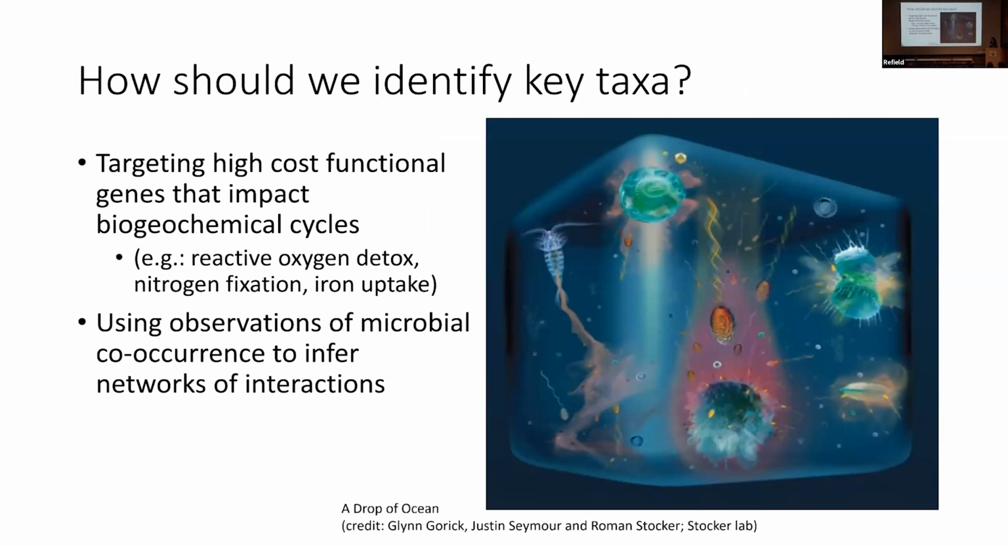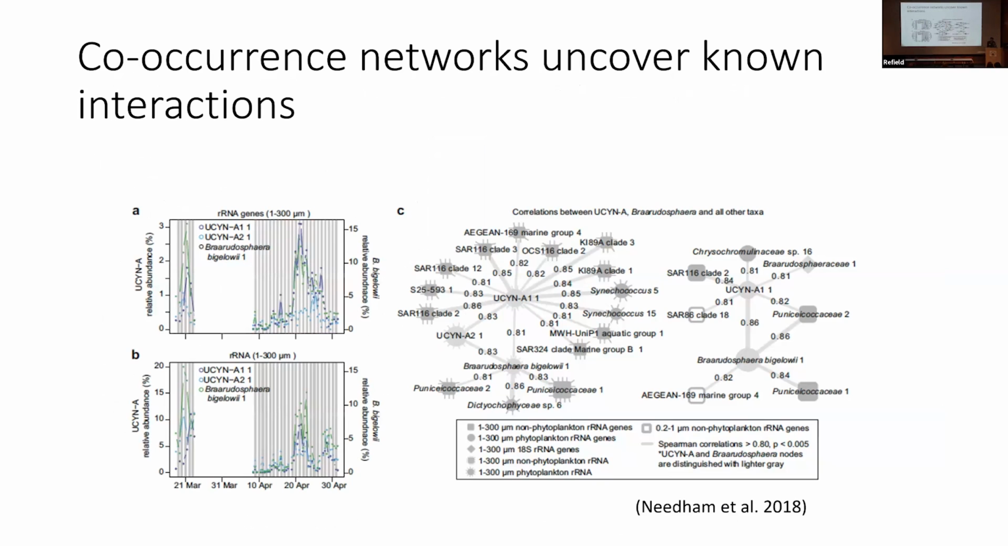Okay, so totally switching gears again, I'm going to talk about how we should identify these key taxa, thinking about observations of microbial co-occurrence instead. Again, there's been a lot of great work on this, and I don't have time to summarize it all, but some of the work, for example in this Needham et al. 2018 paper, shows that by using just observations of microbes, either across a time series or across space, you can find that there are correlations between certain microbes, and they can pick apart interactions that we know from other studies.